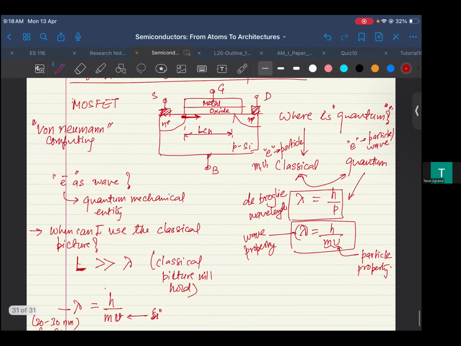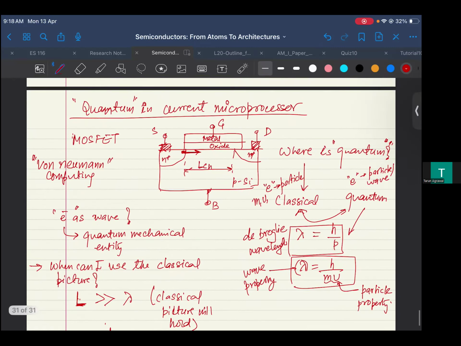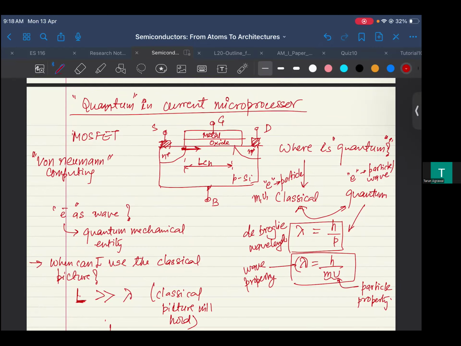So I would just end here and pick up from here. Because there is so much quantum inside the current processor, this is just one example, where I took this LCH and compared it to lambda: how big or small it is tells you whether the classical picture would hold for the electron here or not. But there is a lot of other quantum in this device itself, which we are going to see in the next video.